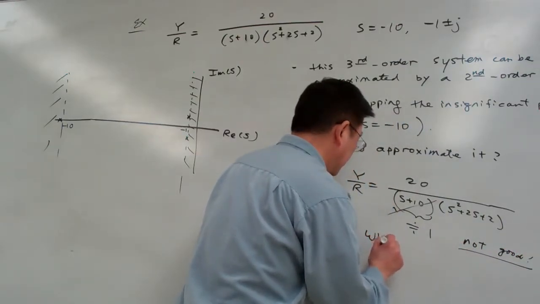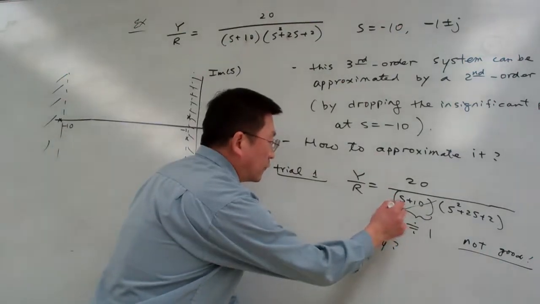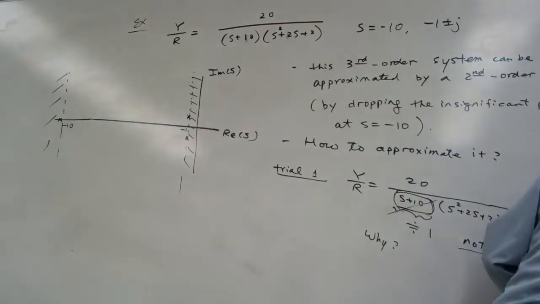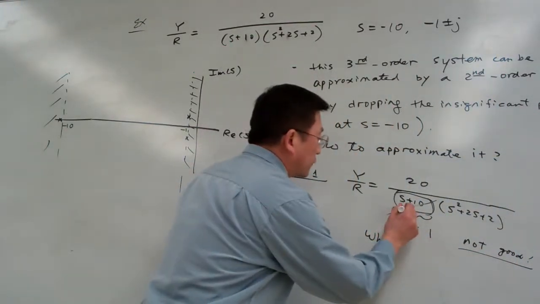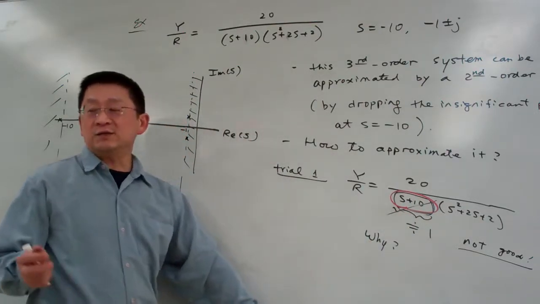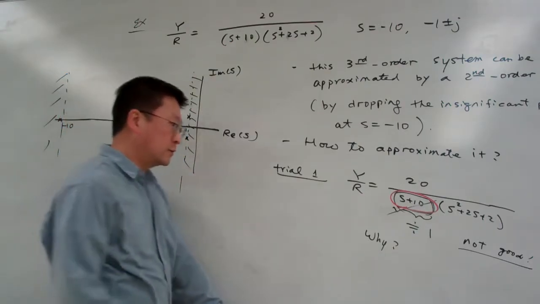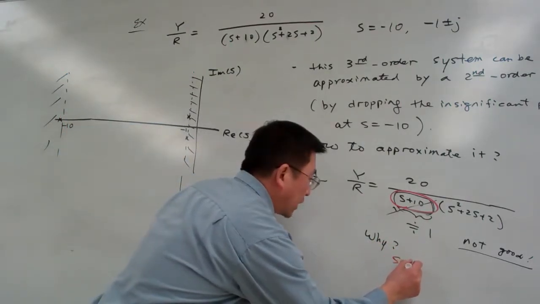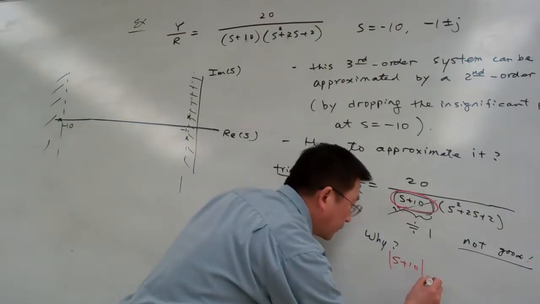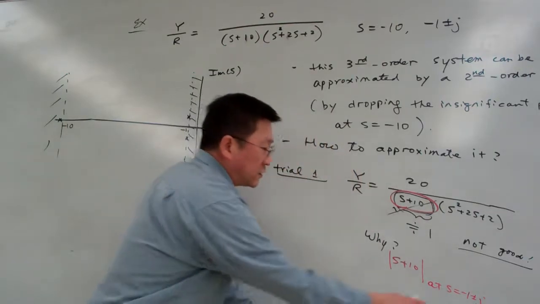Why? You can see, for this term you're going to drop, let me use this different color. For the term you like to drop, you basically evaluate its corresponding magnitude at the dominant pole here. So the magnitude of s plus 10, at s equal to -1 plus j. So this is our dominant pole.